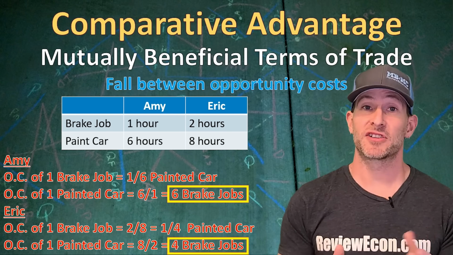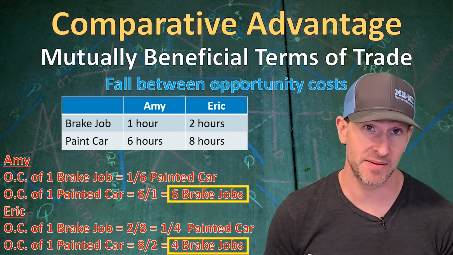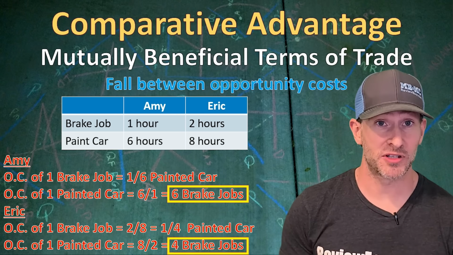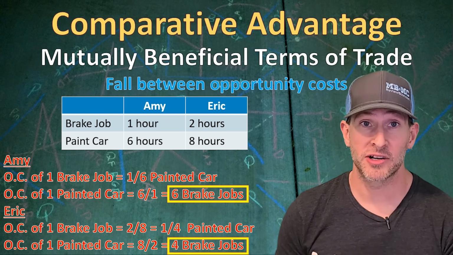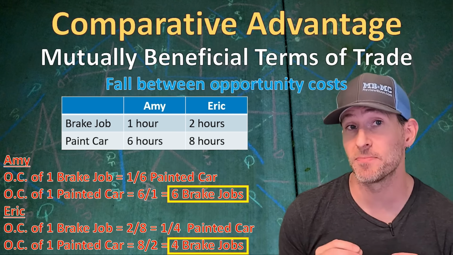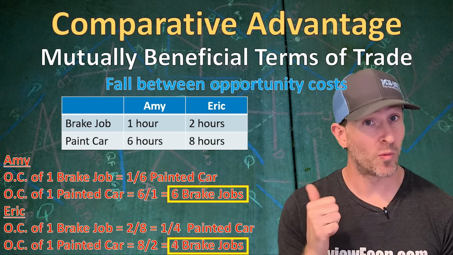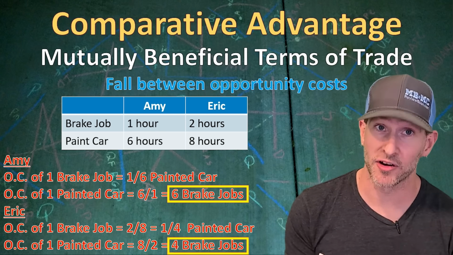Now, mutually beneficial terms of trade will fall between the two countries, or in this case, people's opportunity cost. So with the opportunity cost we have here, one painted car will be worth between 4 and 6 brake jobs if it's going to benefit both Amy and Eric. If it falls outside that range, one person is benefiting while the other is worse off.